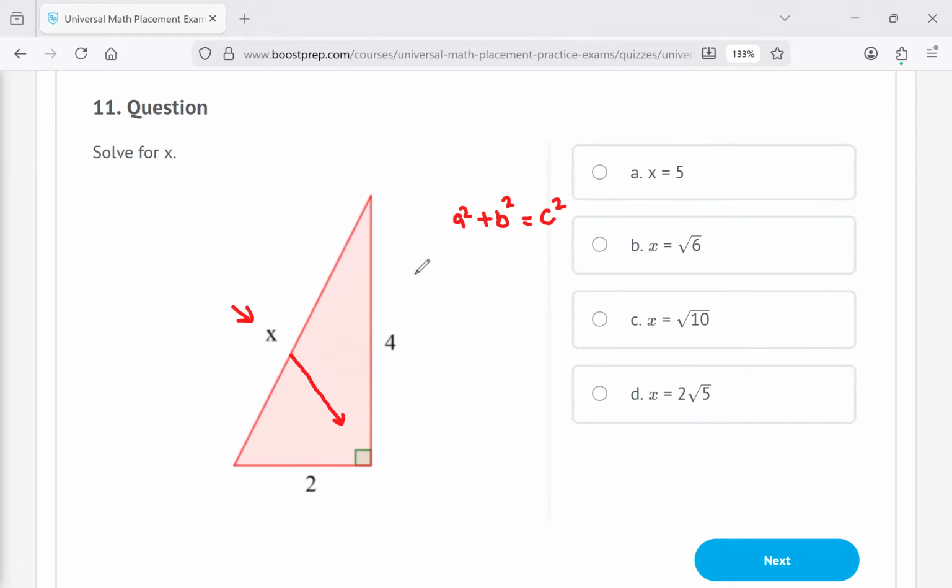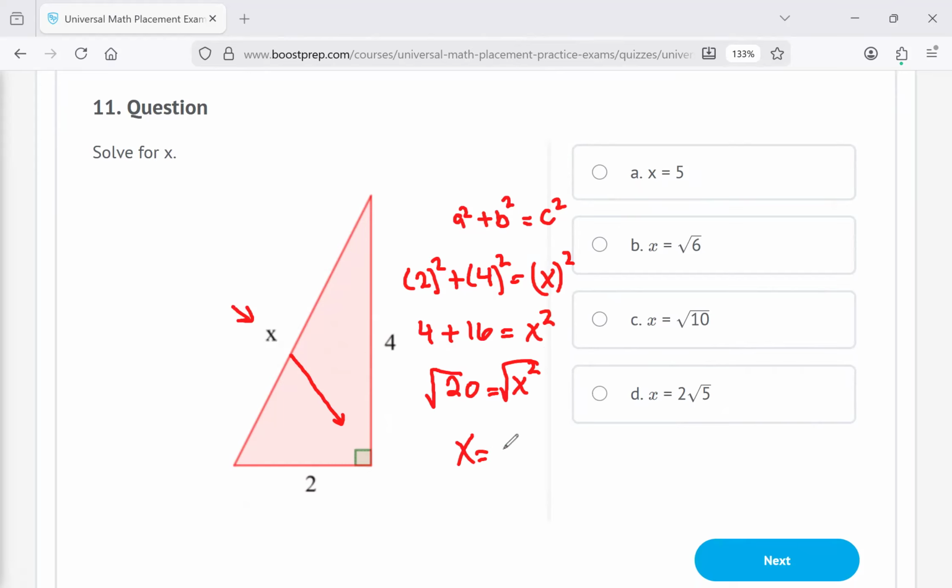So a is a leg, so it would be 2 squared. b is a leg, so it's going to be 4 squared. And then the hypotenuse is x. You've got to square that. So 2 squared plus 4 squared, 4 plus 16, equals x squared. So 4 plus 16 is 20. So x squared equals 20, and then take the square root of both sides. So you get x equals the square root of 20.